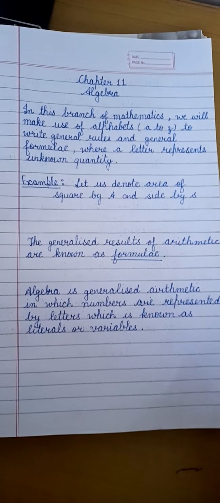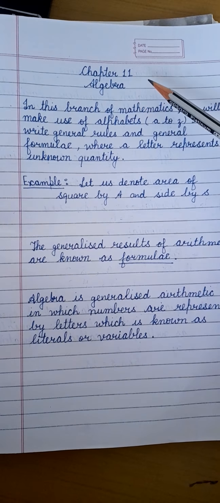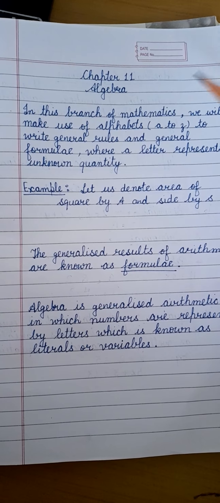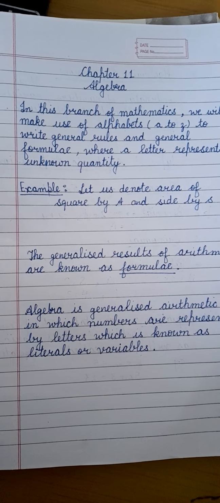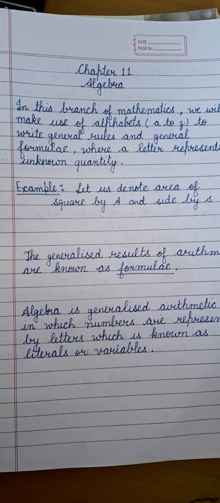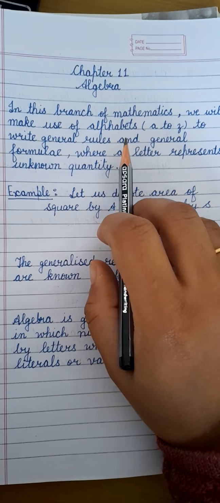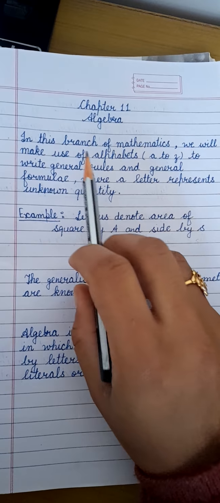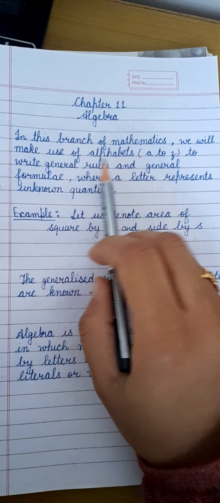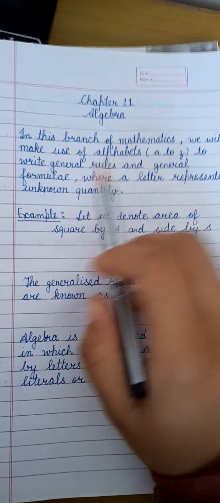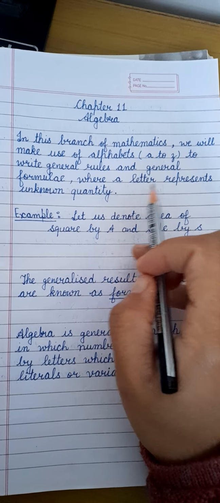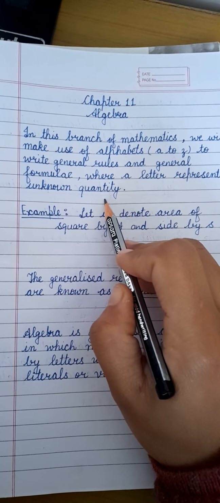Students, today we are going to revise our chapter number 11, that is algebra. So, let's start with the definition of algebra. What is it? It is a branch of mathematics where we make use of alphabets A to Z to write general rules and general formulae, where a letter represents unknown quantities.